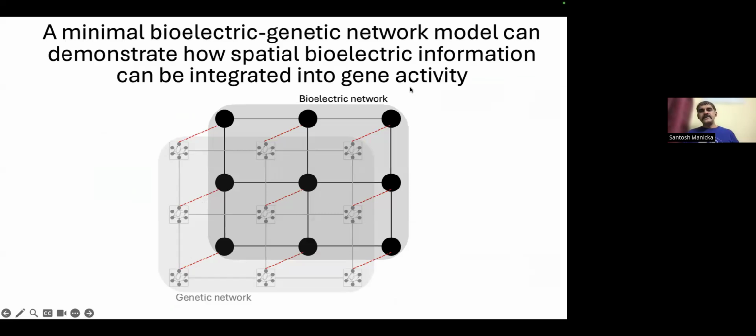To understand it, we designed a minimal model that has a bioelectric network as before, but this time the cells do have gene regulatory networks inside the cells. But as before, since this model is supposed to represent embryonic tissue, all the connections are short range and they are symmetrical, meaning they are bidirectional.